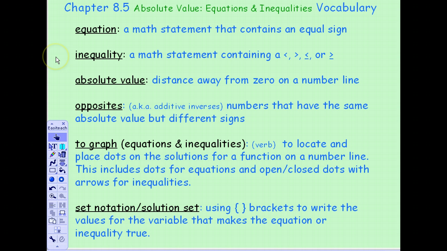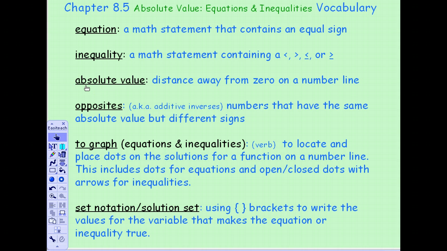We're going to start out with vocabulary today. Again, pause, copy down the vocab, and then I'll go through and explain this so you can listen to the explanation. The first word is equation. It's a math statement that contains an equal sign. An inequality, the in means not equal. In this case, it really could be less than, greater than, less than or equal to, or greater than or equal to. So any math sentence containing any of these symbols is an inequality.